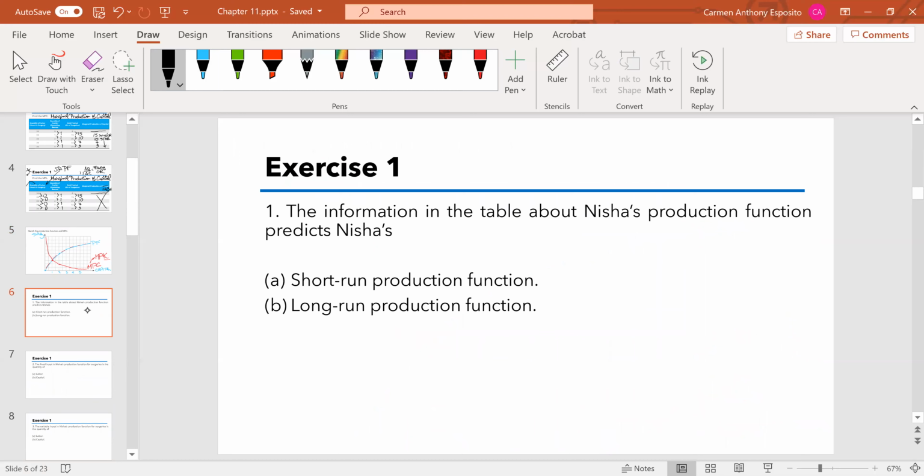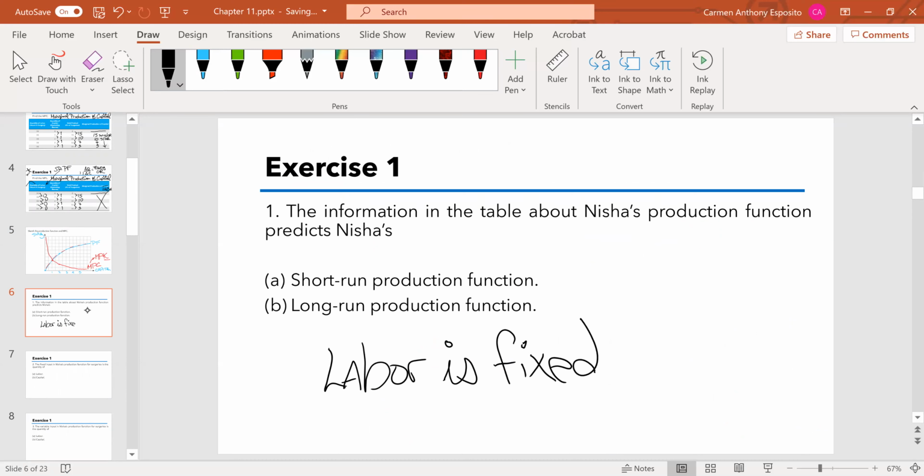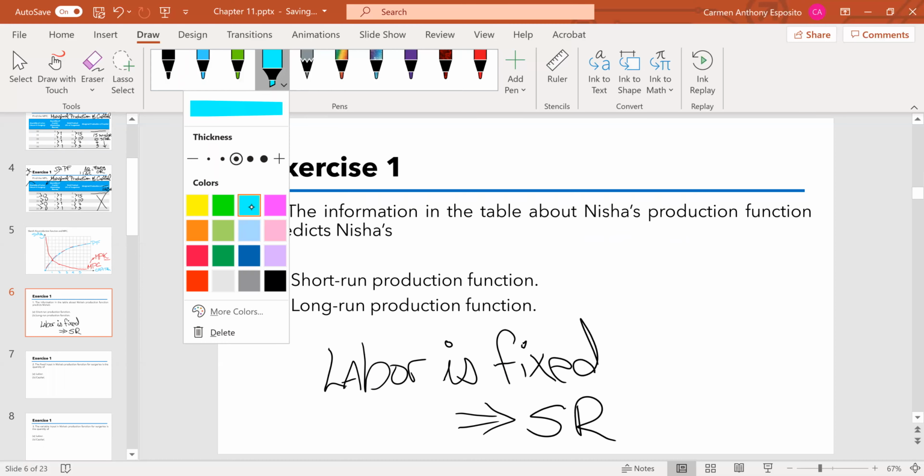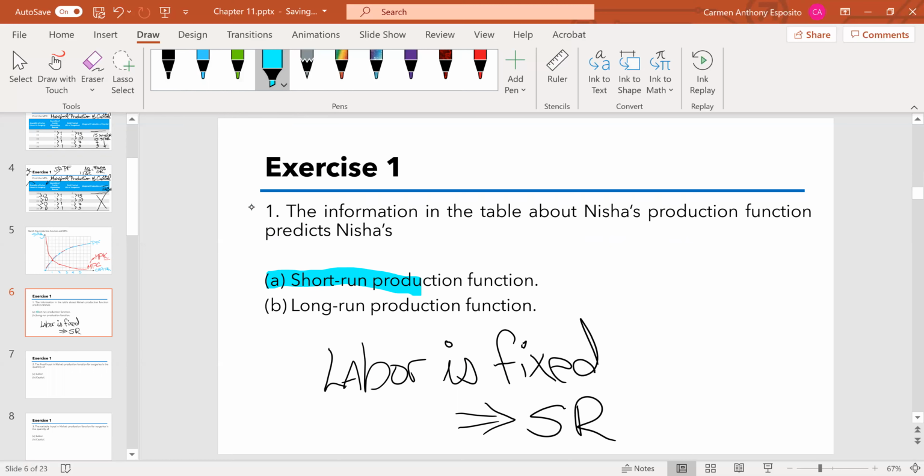So given the information in the table, is Nisha's production function short run or long run? Well, remember, we have labor is fixed. And whenever you have an input that's fixed, that implies short run. And so the answer here must be A, short run production function.